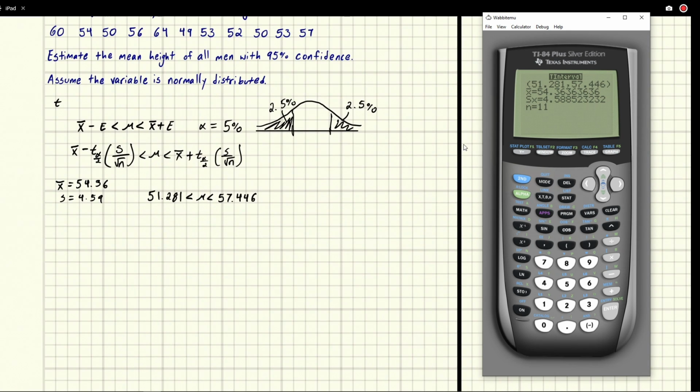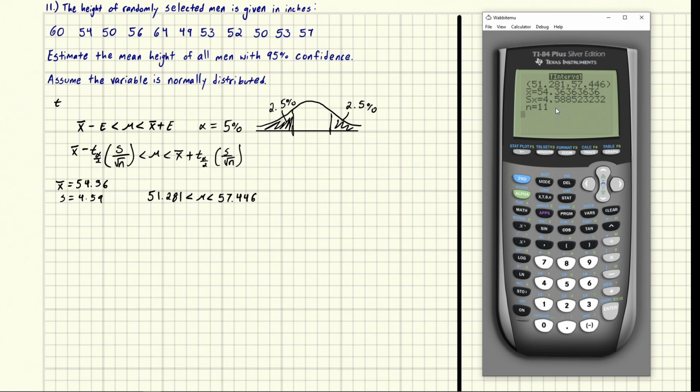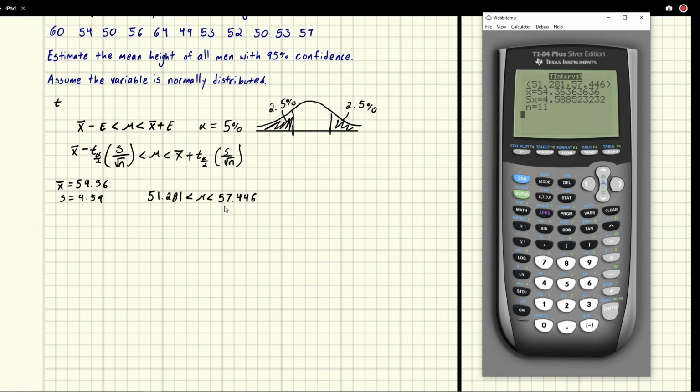All right, so that's how you do it using the calculator. Pretty simple. You may write out a sentence saying that we estimate that the true mean of the height of men is between 51.281 inches and 57.446 inches. You know, be very formal, really demonstrate that you know what you're saying.